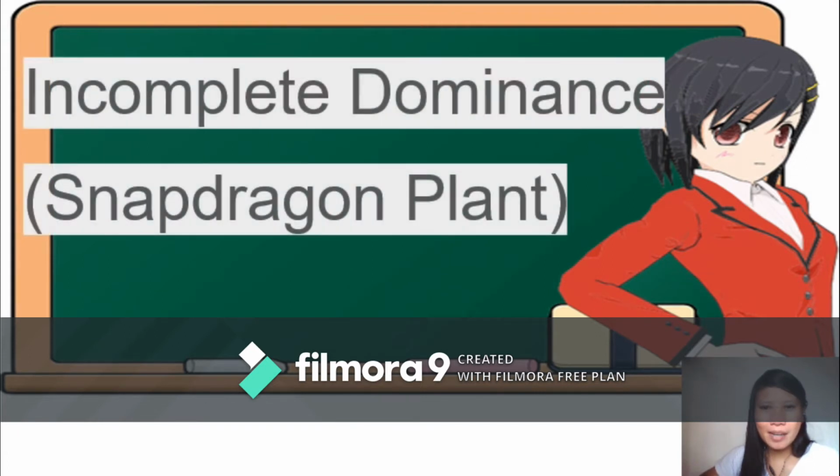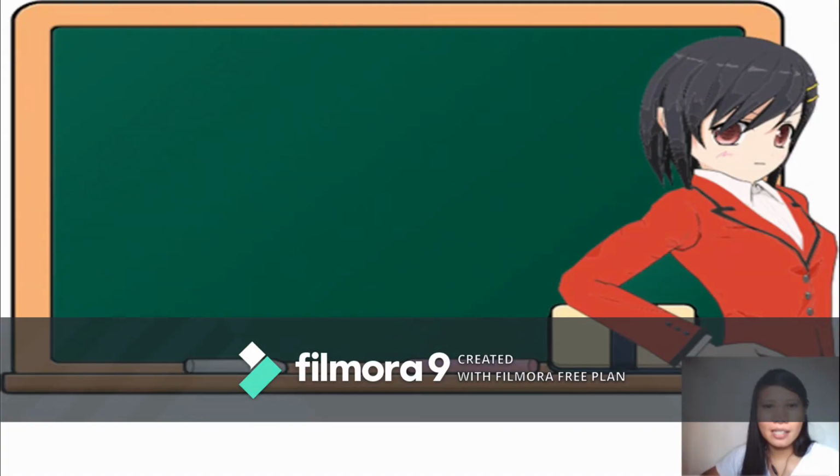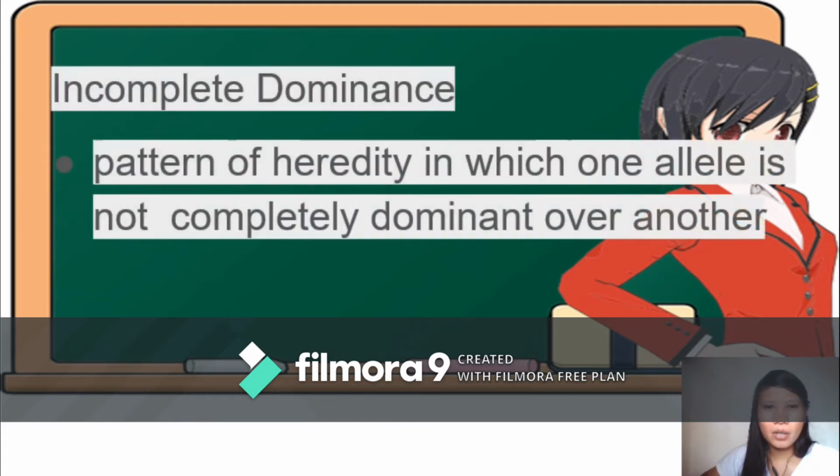Today, ang pag-uusapan natin is about genetics, specifically incomplete dominance in the case of the Snapdragon plant. So, what is all about that incomplete dominance? So, incomplete dominance is the pattern of heredity in which one allele is not completely dominant over the other.